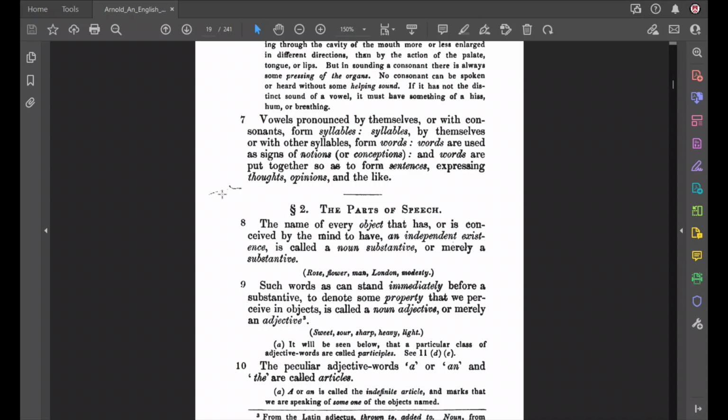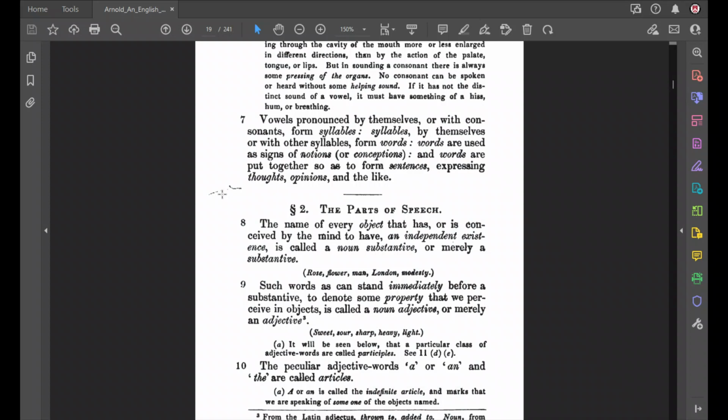So what we find is that words can be divided into a number of different classes. And these different classes are called the parts of speech, since words are the parts of which speech is made. The different classes of words are referred to as the parts of speech. And we learn that in English there are 10 parts of speech.